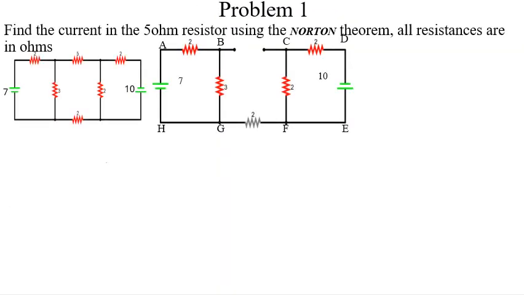We should find the current in the 5 ohm resistor using Norton's theorem. All resistances are in ohms. So to apply Thevenin's here, Thevenin says that we should remove the resistor. This is the resistor, so this is our next circuit I've drawn. So we should remove the resistor and replace it with In.